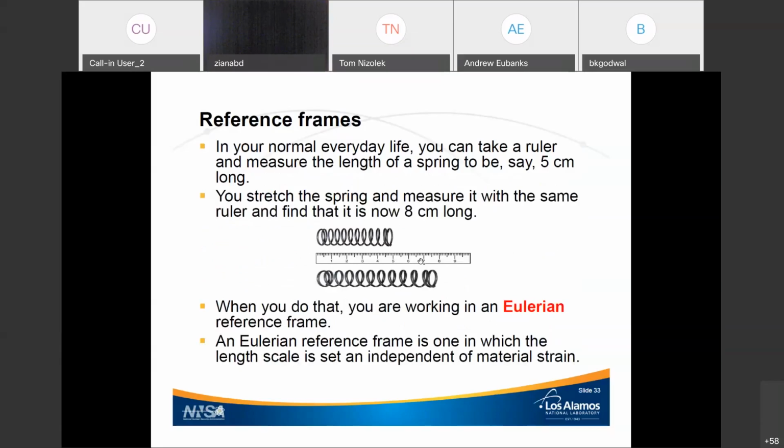First thing, reference frames and coordinate systems. In your everyday life, you can take a ruler and measure the length of a spring. Let's say we've got one here that's 5 centimeters long. Now you take that spring, you stretch it, and now it's 8 centimeters long. You measured it with the same ruler, and it changed. You're working in an Eulerian reference frame when you're doing that. That is a reference frame in which the length scale is set, independent of material strain.